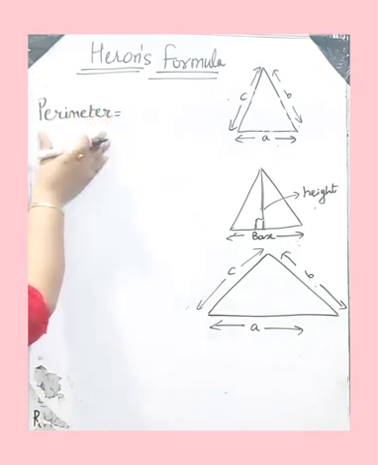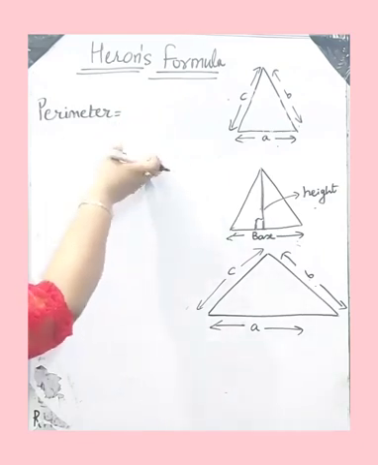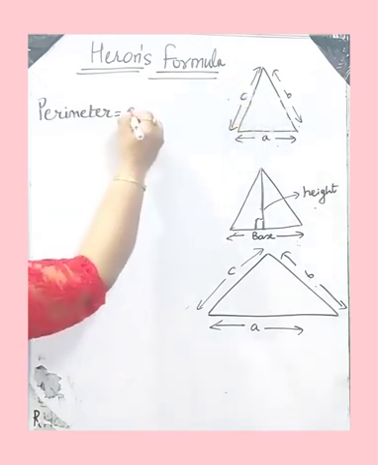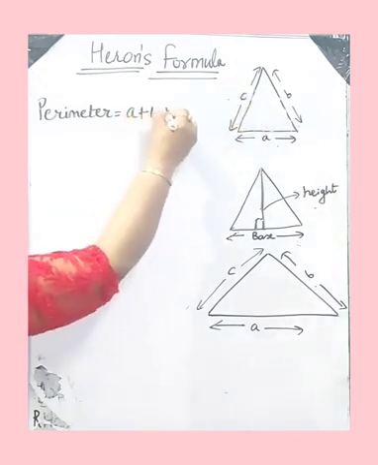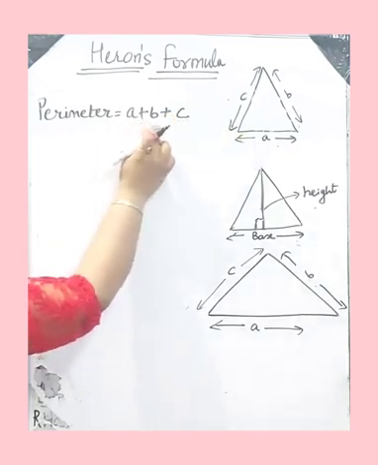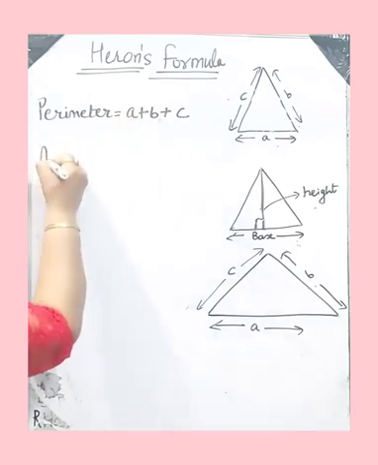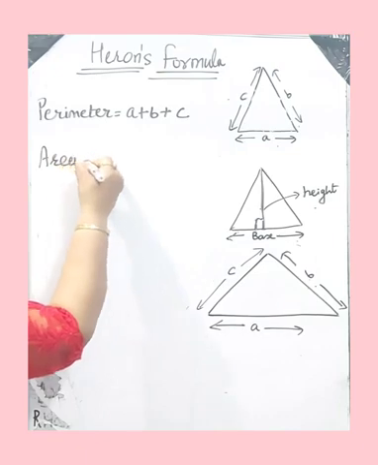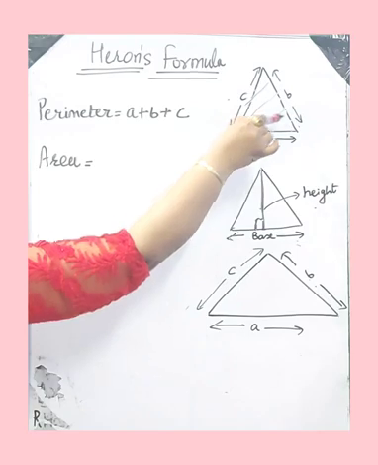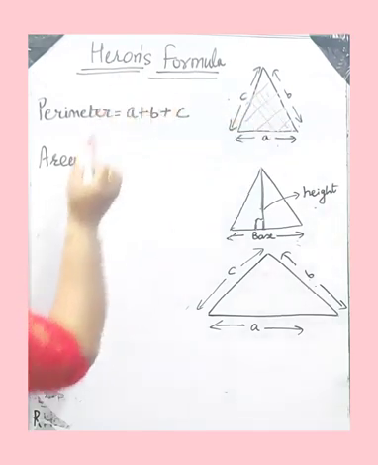Perimeter means the sum of all sides of a polygon is known as the perimeter of the polygon. In this figure, the sum of the lengths of the three sides of a triangle is known as the perimeter of the triangle. Therefore, the perimeter of this triangle will be a plus b plus c. Now, how will you find out the area of a triangle? What is area? The internal shaded region of a triangle is known as the area of the triangle.